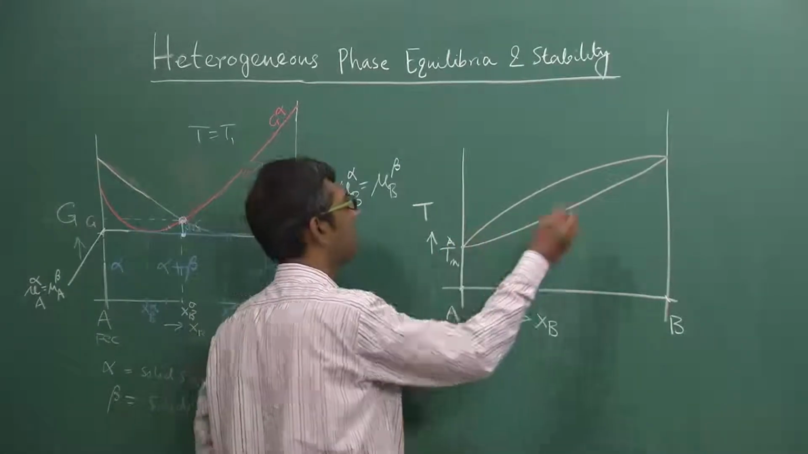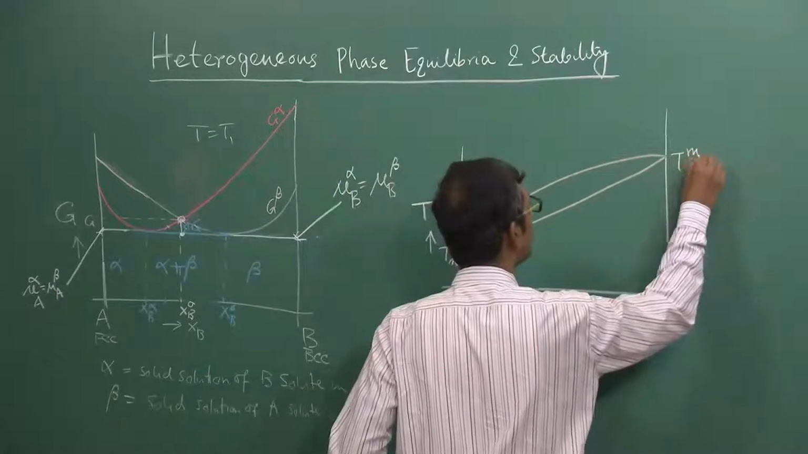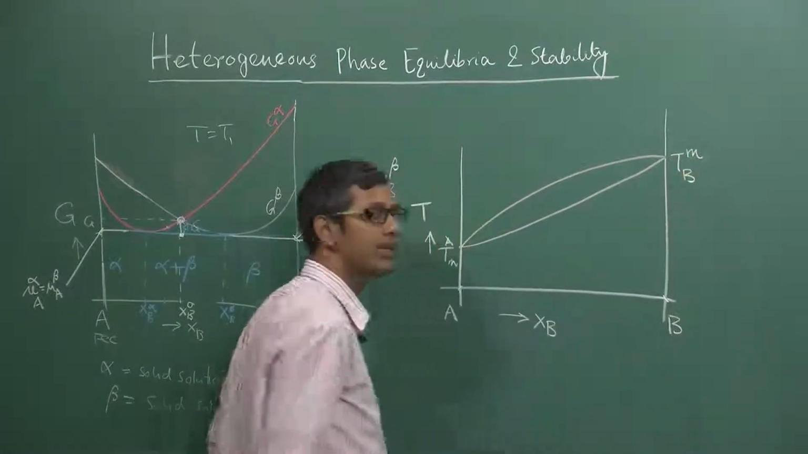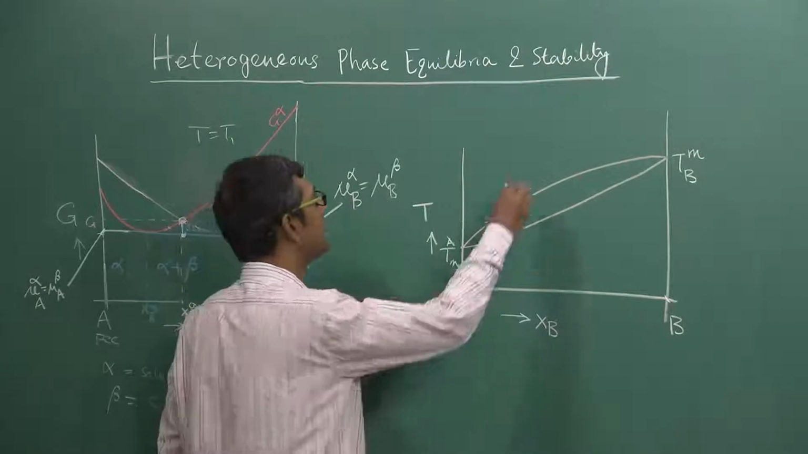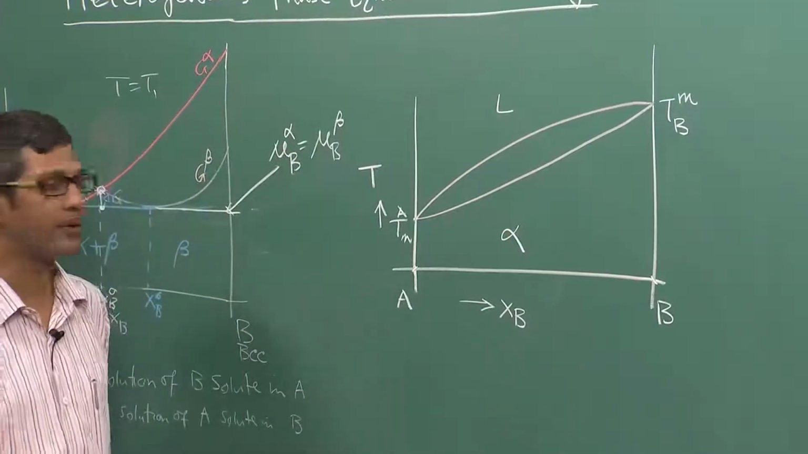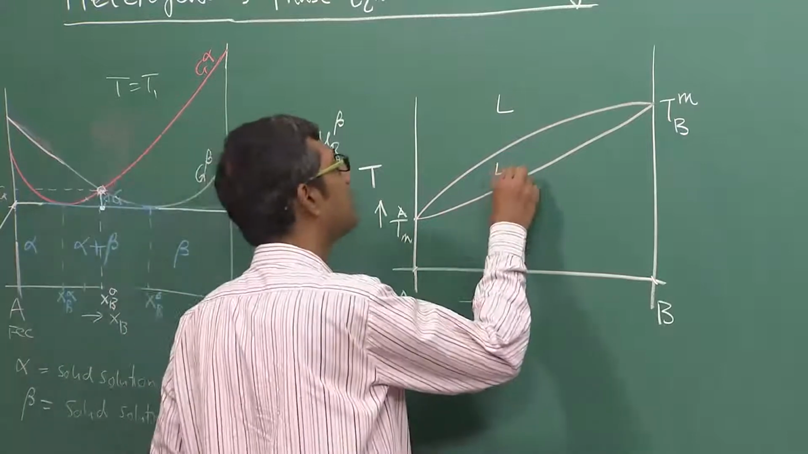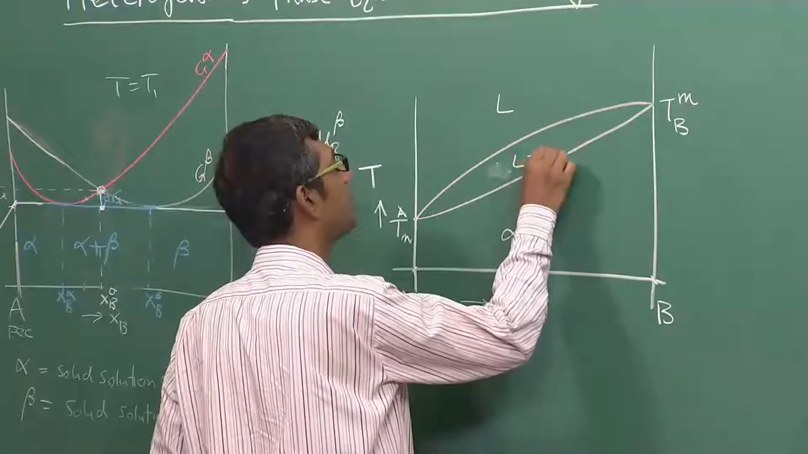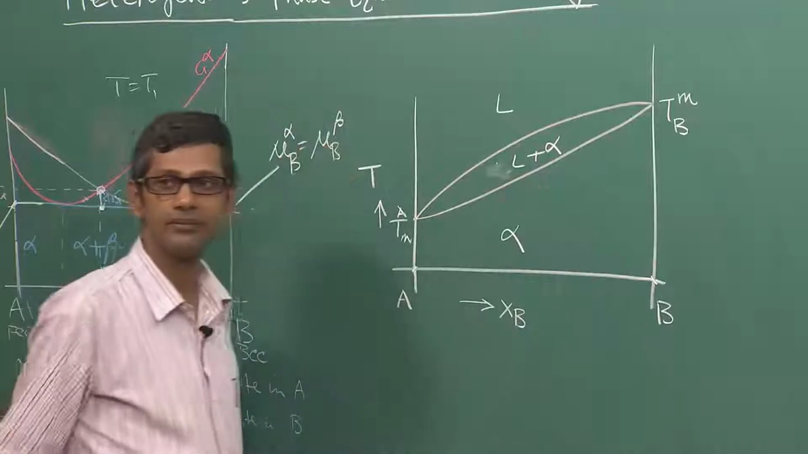TMA, TMB. And this is a lens-type phase diagram separating liquid and a solid solution alpha. And within the lens we know both liquid plus alpha are stable.